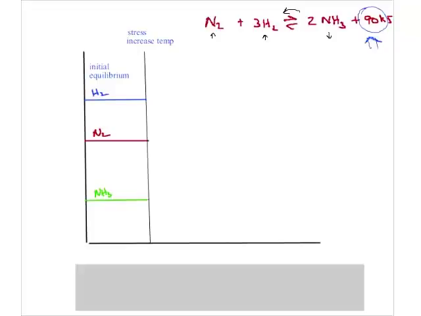The hydrogen is going to curve up and then level off to a new equilibrium. The nitrogen will go up and then level off at a new equilibrium. And because we're shifting in the reverse direction, the NH3 is going to drop and then level off to a new equilibrium. So we can see that a new equilibrium is achieved.